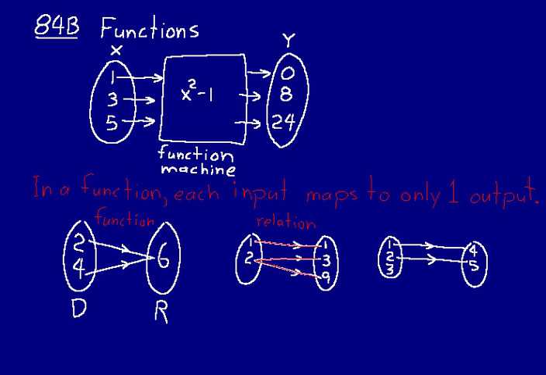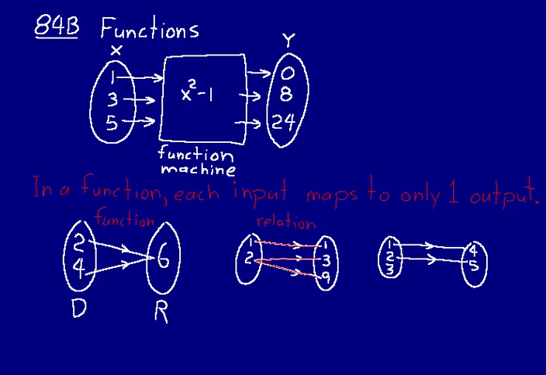The input can only have one output. For each individual input, it has one output. An input cannot have two or more choices for an output. It's called a relation then. It relates those two numbers, but it's not a function.